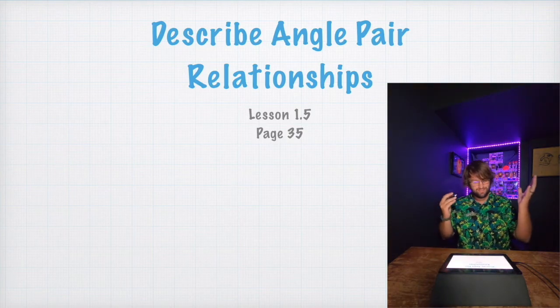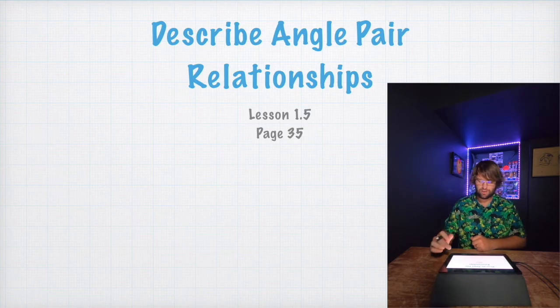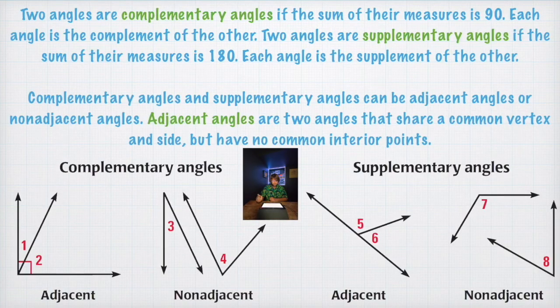All right, guys. So like I said, fun lesson. We're going to learn how to describe angle pair relationships. Two angles are complementary angles if the sum of their measure is 90 degrees. Each angle is a complement of the other. Two angles are supplementary angles if the sum of their measure is 180 degrees. Each angle is a supplement of the other.